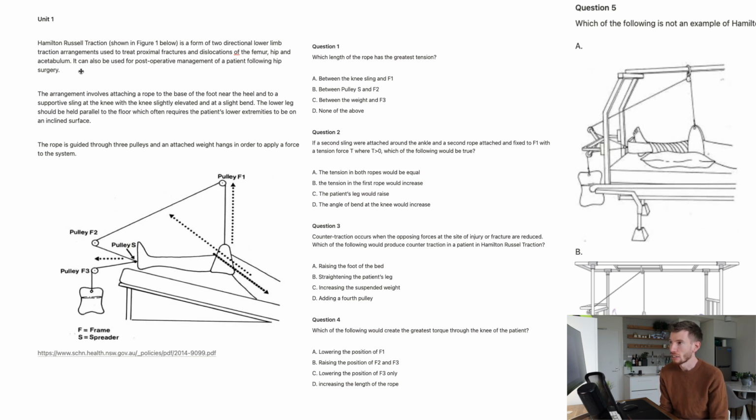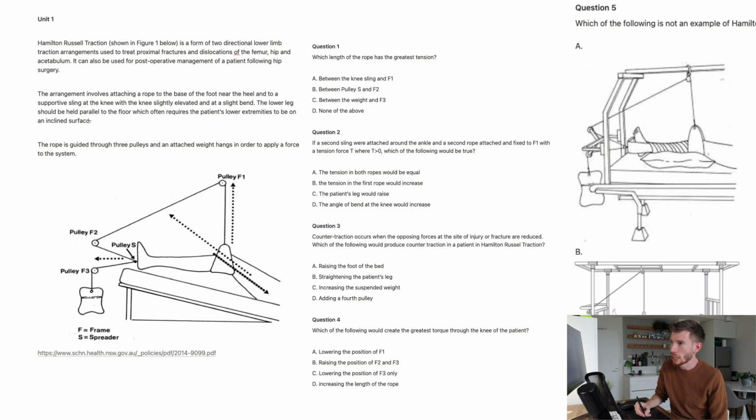The arrangement involves attaching a rope to the base of the foot near the heel and to a supportive sling at the knee, with the knee slightly elevated and at a slight bend. What I'd be doing here is trying to match the description to the picture, and I can see that everything's already done in the diagram, so there's no need for me to redraw this at any point to label it. Remember that everything is on the screen, so when you do need to label, you basically need to redraw, which is a bit of a pain.